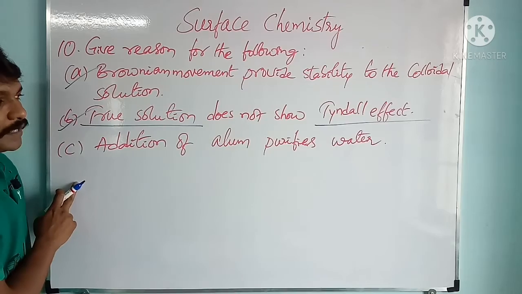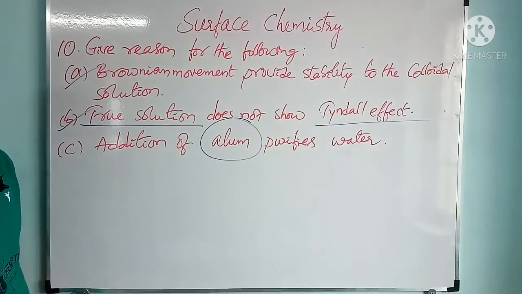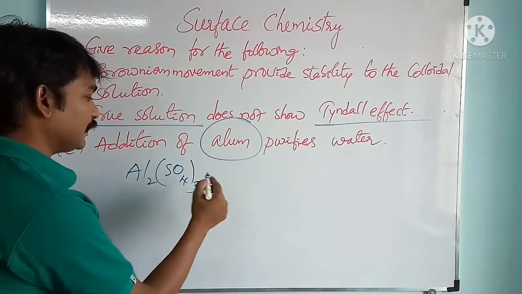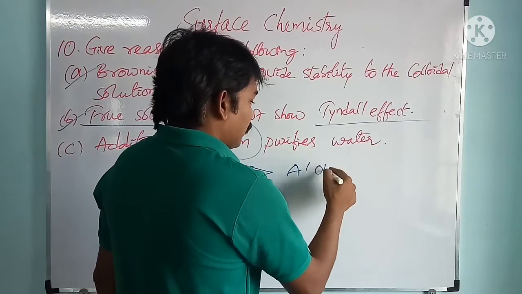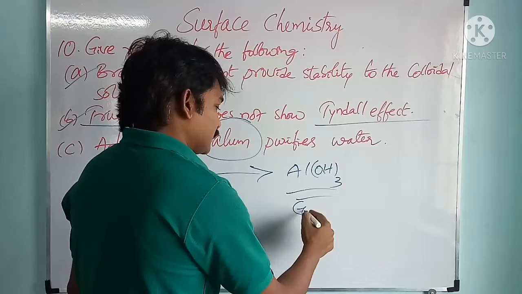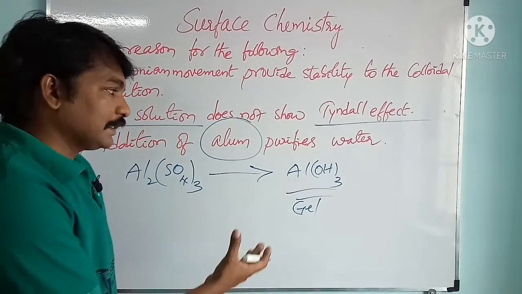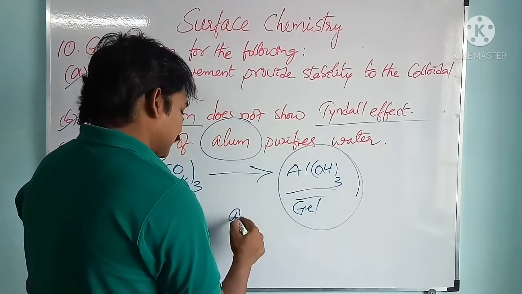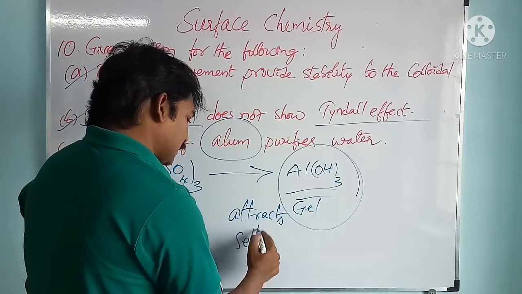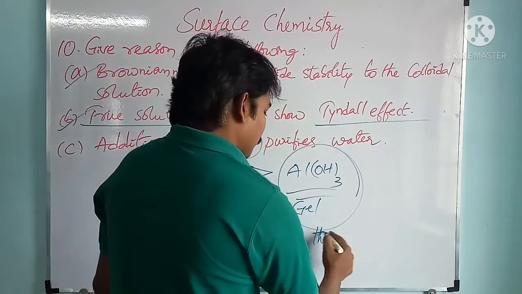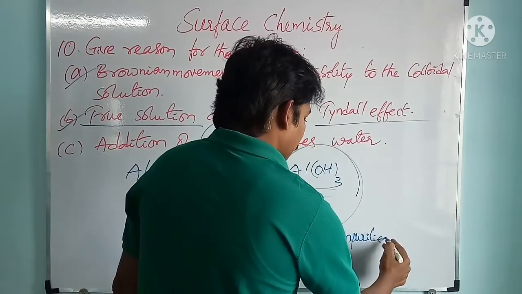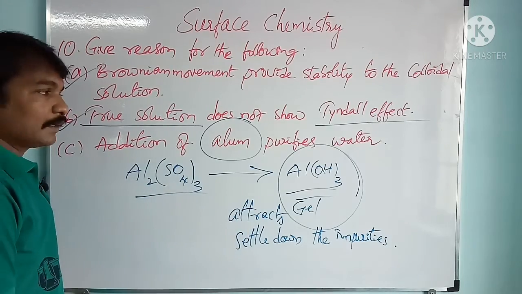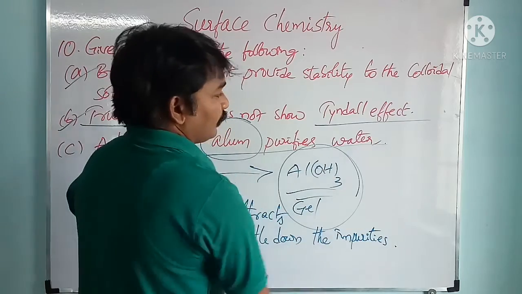And third one, C, is addition of alum purifies water. What is alum here? Potassium aluminum sulfate is called alum. Okay, Al2(SO4)3, aluminum sulfate. See here, this aluminum sulfate gives aluminum hydroxide. Okay, it is a gel-like substance. Aluminum hydroxide is a gel-like substance. This gel-like substance attracts and settles down the impurities. Okay, because of settling down of the impurities by aluminum hydroxide formed due to alum present in the water, it helps in the purification of water.